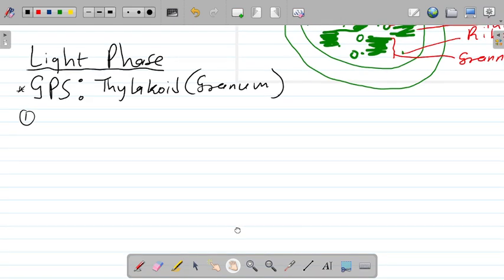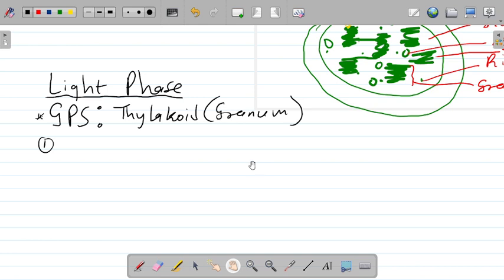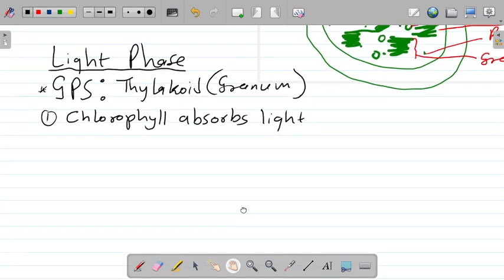Then what happens? Once this light penetrates into the granum, what happens? What part of the chloroplast absorbs this light? We did it yesterday. What part of the chloroplast absorbs light? The chlorophyll. That's the first part. Chlorophyll absorbs light.